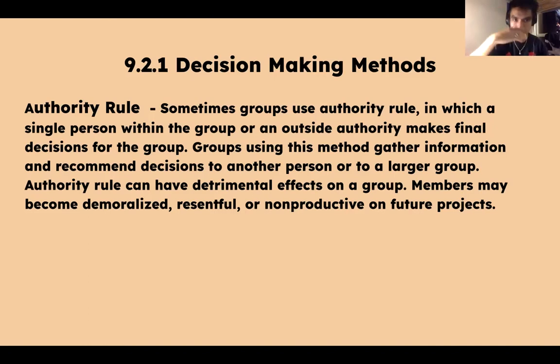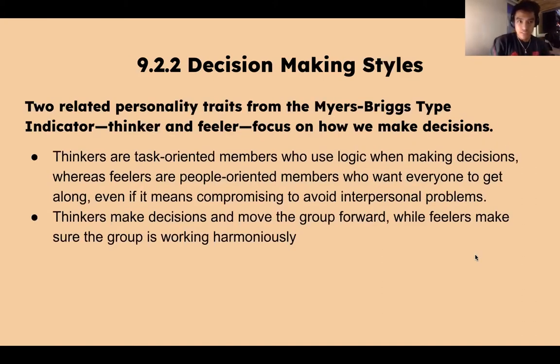Obviously, an authority rule would mean that somebody has the final say, basically somebody in a higher position. And obviously that isn't good for a group, because you might not get what you want. And that person in power or in charge may not please everybody. So it could cause a lot of problems, and it's genuinely better to stick to the other decision-making methods. And now moving on to the decision-making styles.